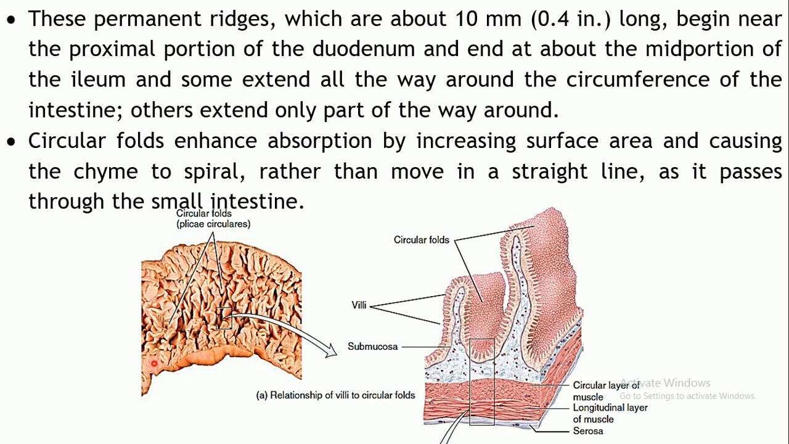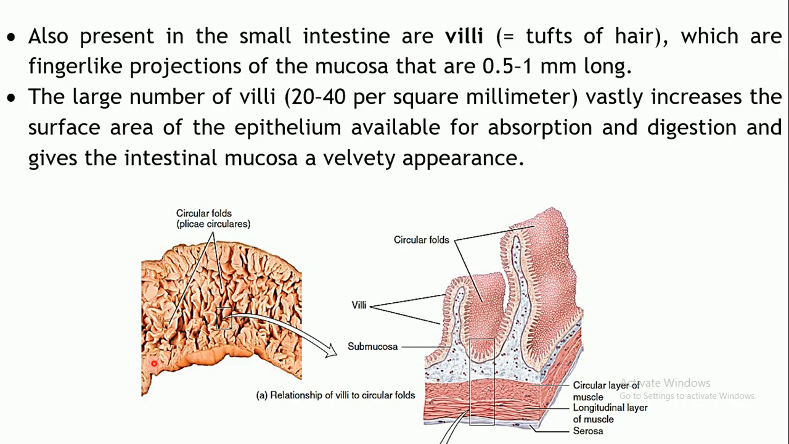Due to this movement, it will allow more time for the digestion and the absorption of the nutrients from the chyme which is reaching your small intestine. Not only is the surface area increased, but the movement is also slowed, so that more complete digestion and absorption will take place. So this is to do with the first structural feature.